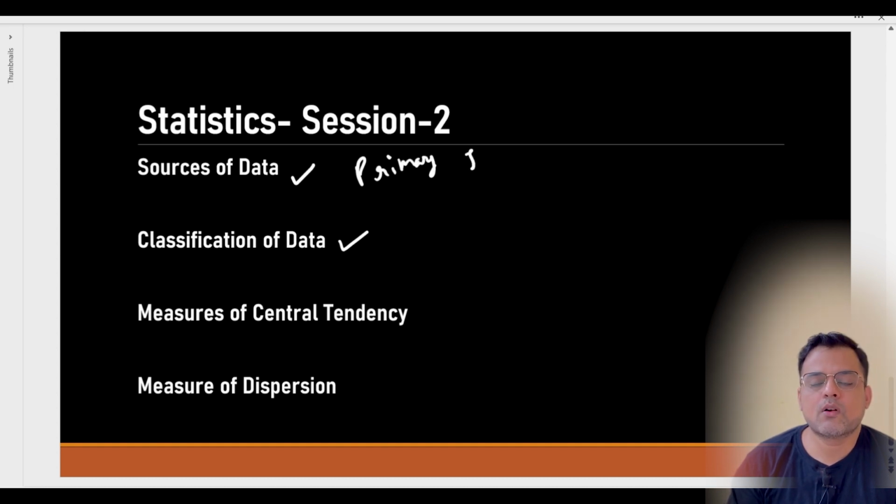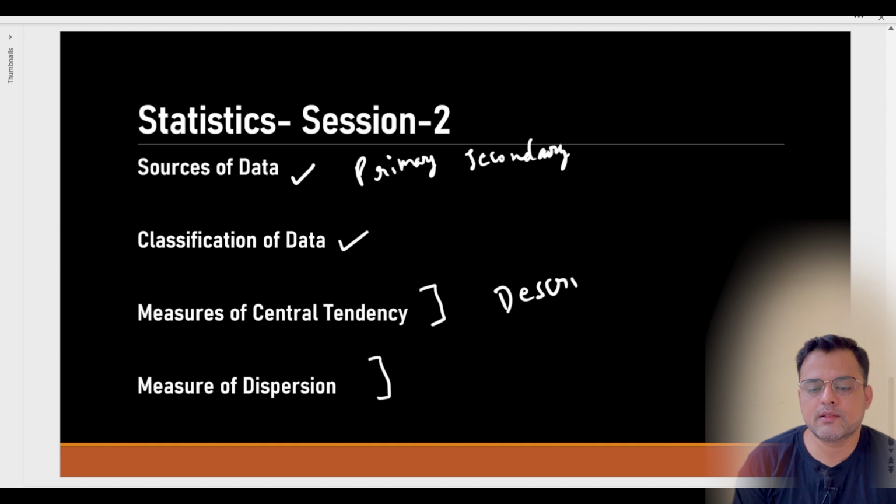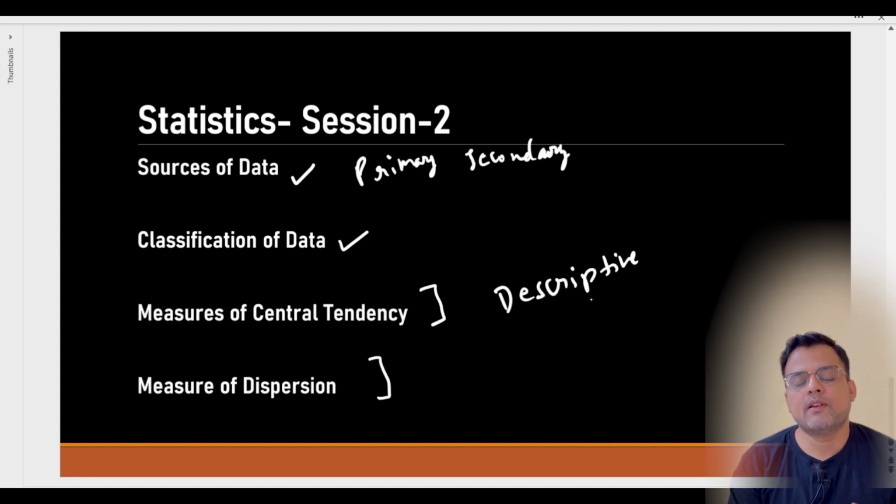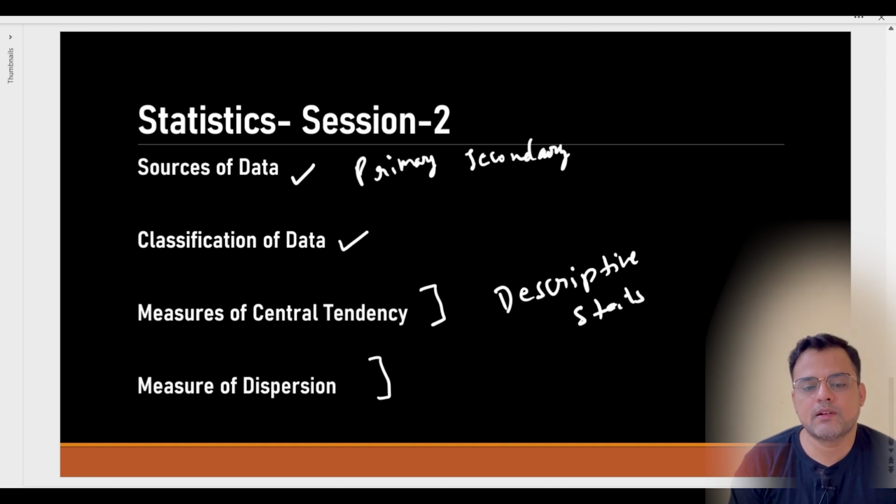Next session we will be talking about what are the different sources of data, and what is the different classification of data. So sources of data like primary or secondary, and then we'll talk about measures of central tendency and measures of dispersion. So every session we try to correlate what we have studied in the past. So measure of central tendency and measure of dispersion, these are concepts of descriptive statistics.